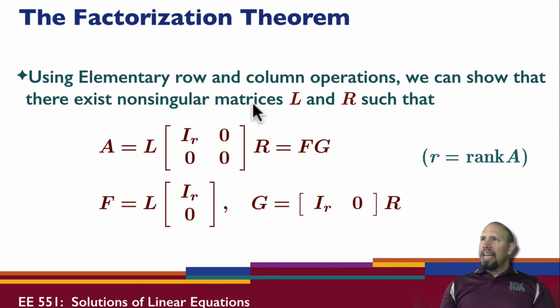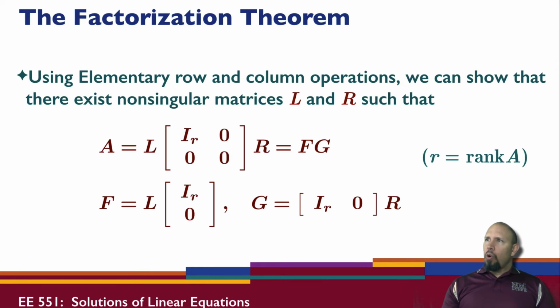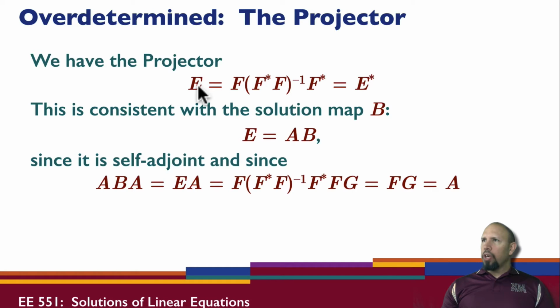So, it turns out that any matrix can be factorized this way. Now, if your matrix A is, let's say, already full rank, then, for example, F would be A and G would be an identity. Or G is equal to A and F is an identity. You can always factor it that way. So we can define this projector. For a given matrix A, which is equal to F times G, we can get this projector. E is equal to this; notice it's only a function of F.